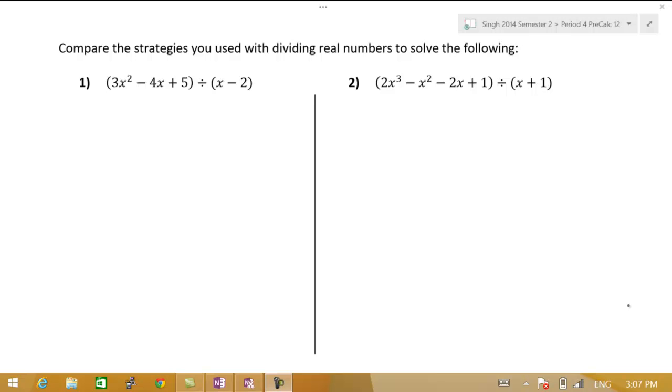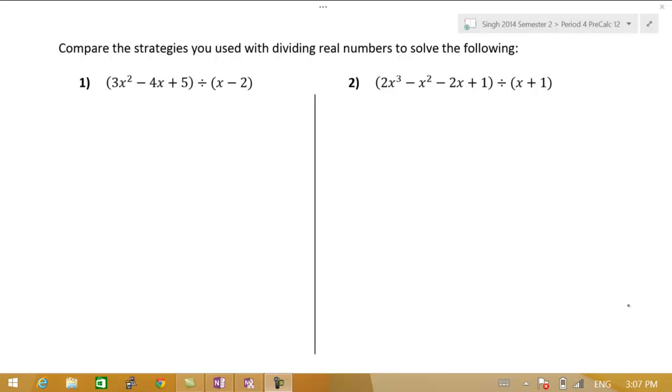Alright folks, we're going to be looking at our first section over here, which is dividing a polynomial by a binomial. We're going to be doing this in two possible ways. So the first method we're going to do it is using long division. Now the long division we're going to do is going to be pretty similar to the long division you've been doing since you were a kid.